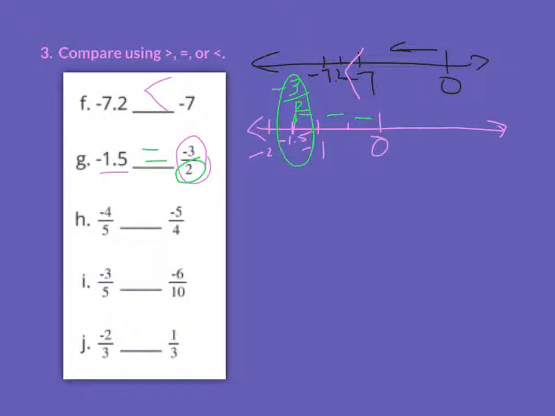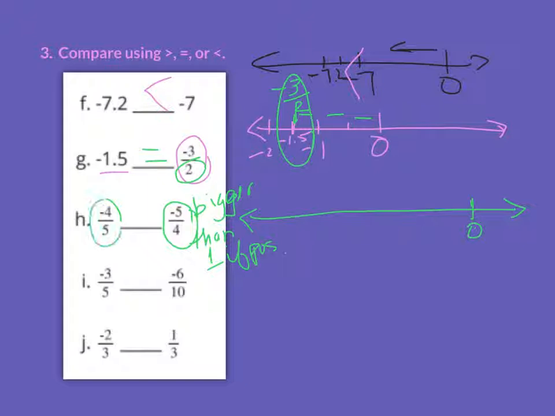Negative 4/5 and negative 5/4. Well, I'm going to make my number line. They're both negative. I'm going to put my 0 over here. Negative 4/5 and negative 5/4. Well, this one is bigger than 1, if I'm thinking about that as a positive, right? And this one would be less than 1, again, if I was working with positive numbers.